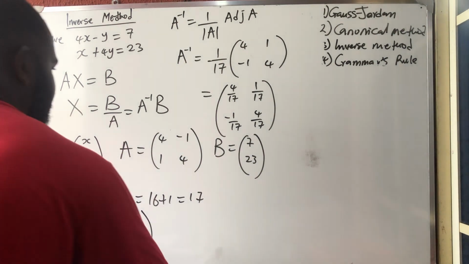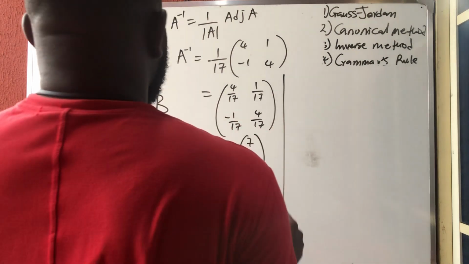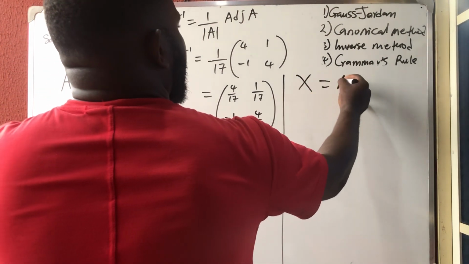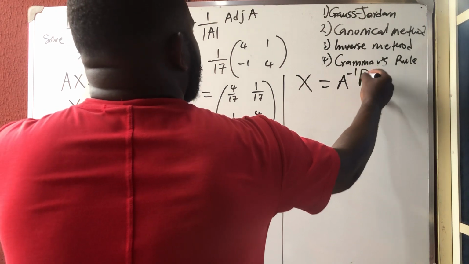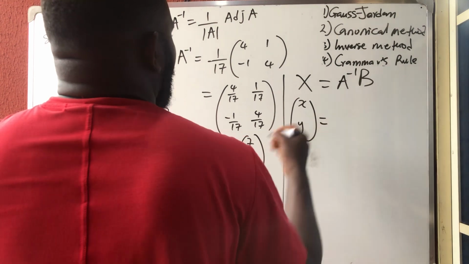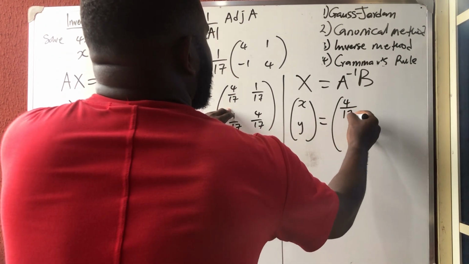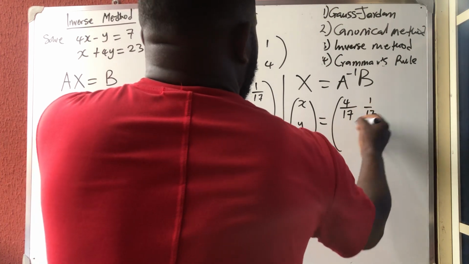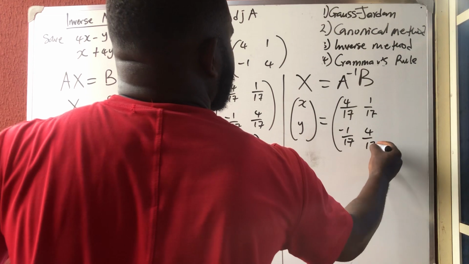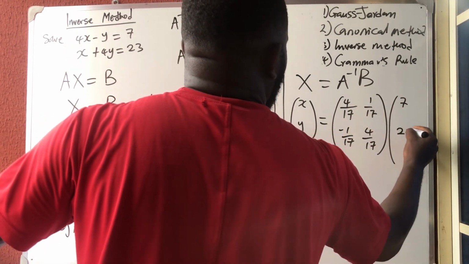Now for us to get our answer, we say that x is simply A inverse multiplied by b. So what is our x? Our x is that variable we are looking for. It is equal to, we have gotten our A inverse to be 4 over 17, 1 over 17, minus 1 over 17, 4 over 17, multiplying by 7 and 23.